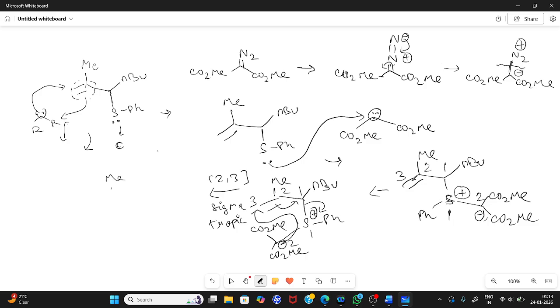So ultimately you get this methyl here, this n-butyl here, and you have a bond here, and this thing is attached to the carbon having the two ester groups, CO2Me, and here you have the S-Ph linkage because the bond has been shifted from here. So this should be your final product.